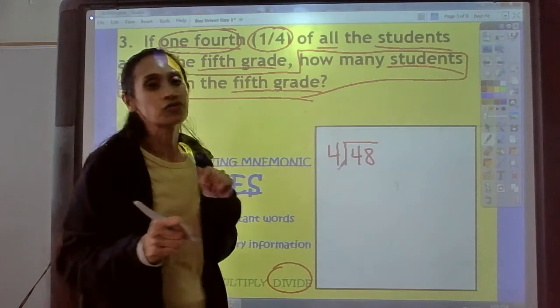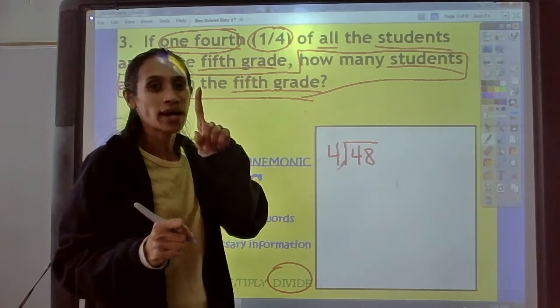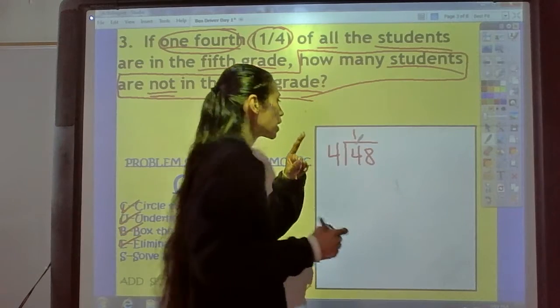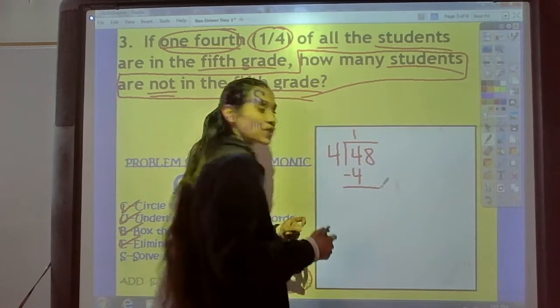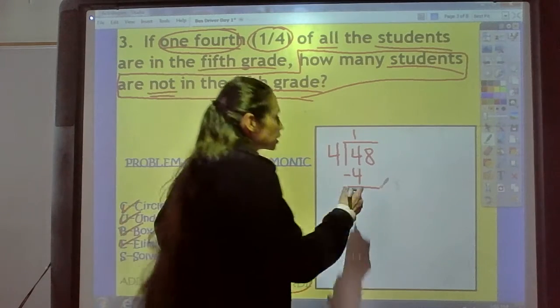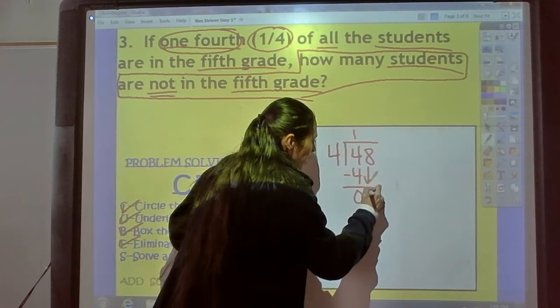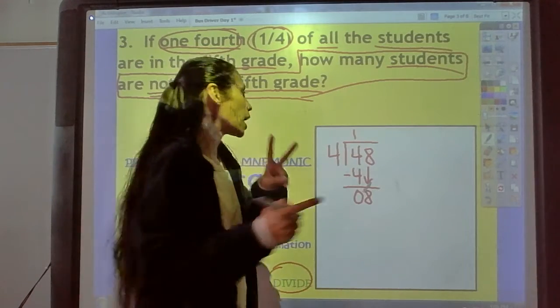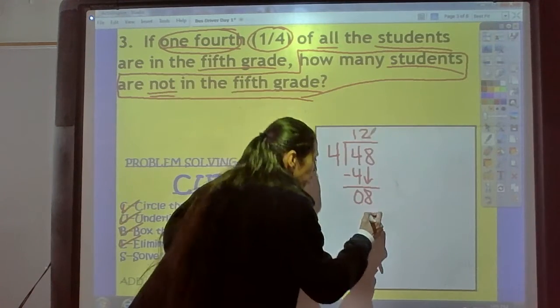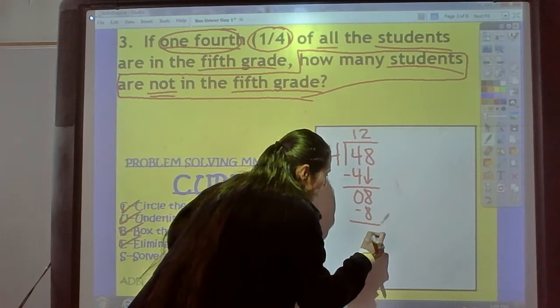So 4 goes into 4 how many times? 1 time. 1 goes up there. 1 times 4 is 4. Subtract that. 4 take away 4 is 0. Bring down the 8. 4 goes into 8 2 times. 2 times 4 is 8. 8 minus 8 is 0.